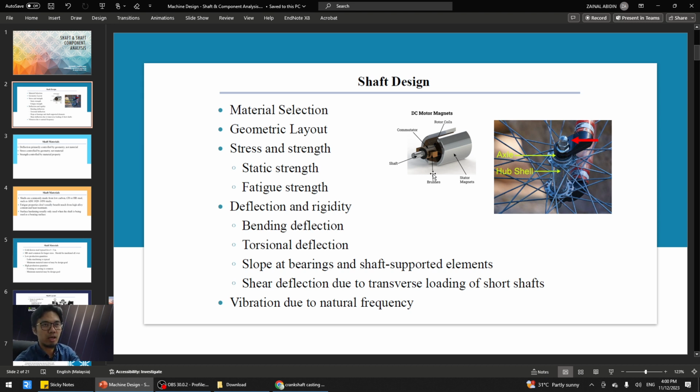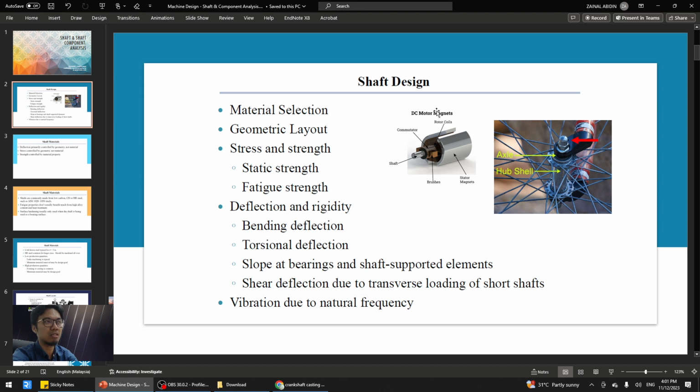Okay, and I just remembered that I also teach you the subject energy and power. We learn about crankshaft, we learn about camshaft. So that is the shaft. Okay, in shaft design, there are several factors you need to consider. For example, material selection of the shaft. If you design a shaft for a DC motor application, the correct selection of material must be known for your application.